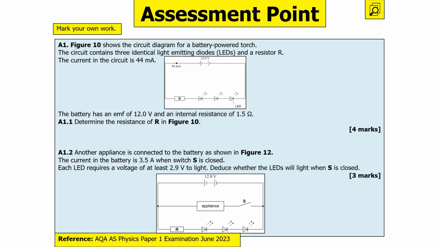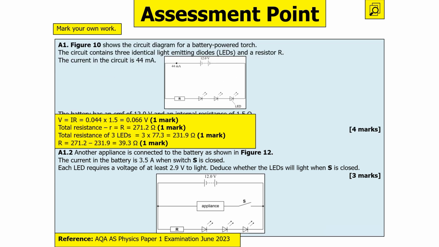Okay, in this first one, we know V is equal to IR. So we pop in our values for I, which we know to be 44 times 10 to the minus 3 amps, times R, which we know to be 1.5 ohms because we got our internal resistance there. So it's 0.066 volts. Now our total resistance minus our internal resistance is going to equal the resistance of the load or the circuit. So when you pop that through, we get 271.2 ohms.